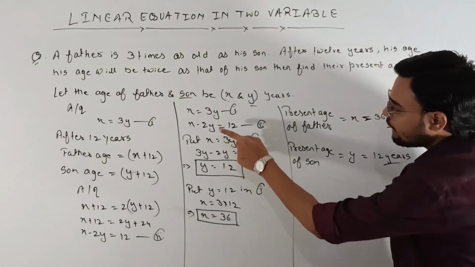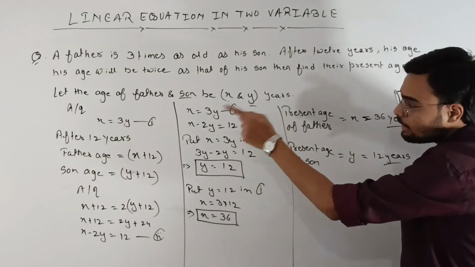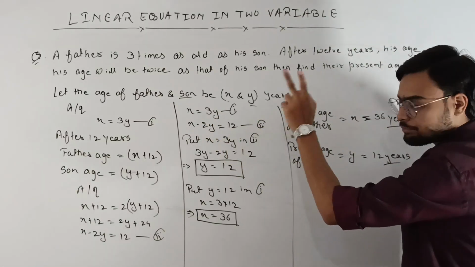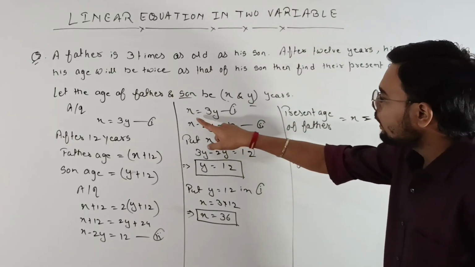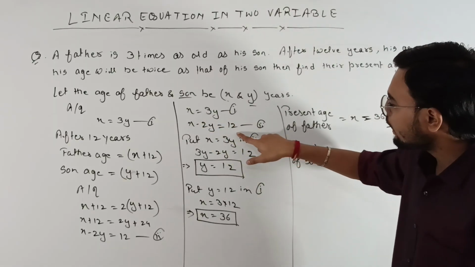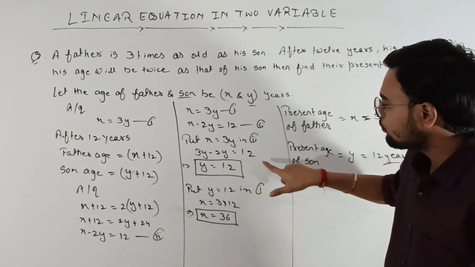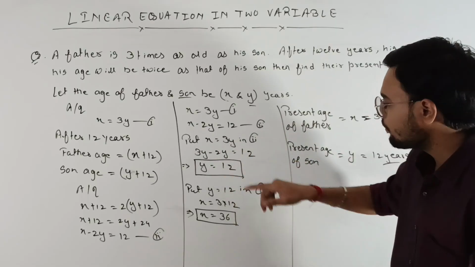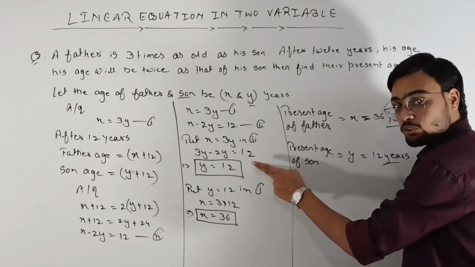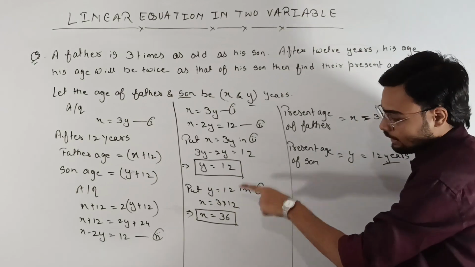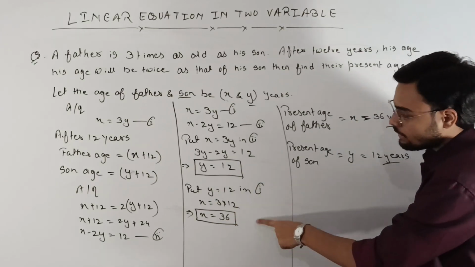Now from first and second I write here x equals to 3y is our first equation, x minus 2y equals 12 is our second equation. Now I put x is equal to 3y in equation second. Then in place of x I put 3y minus 2y is equal to 12. From solving this I get y is equal to 12. Now I use this y equals to 12 to put in equation first. Then I get x is equal to 36.